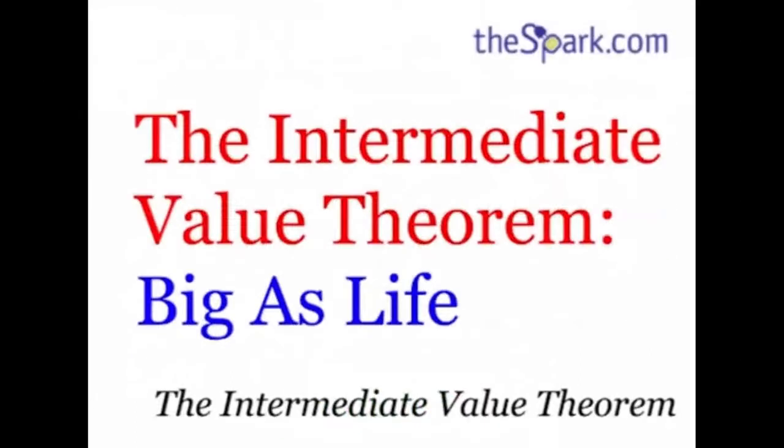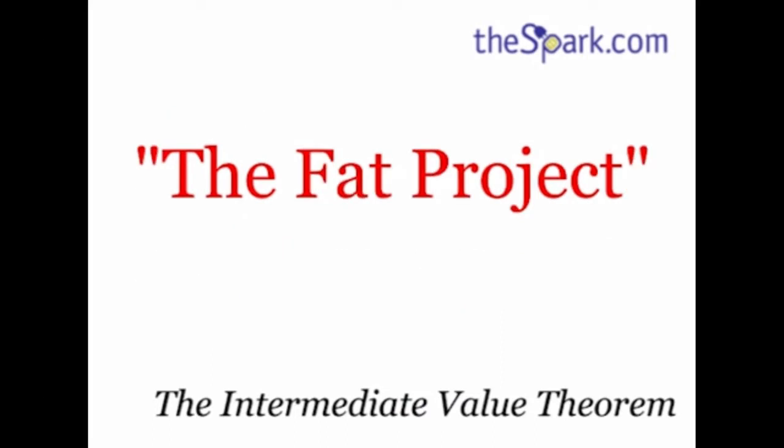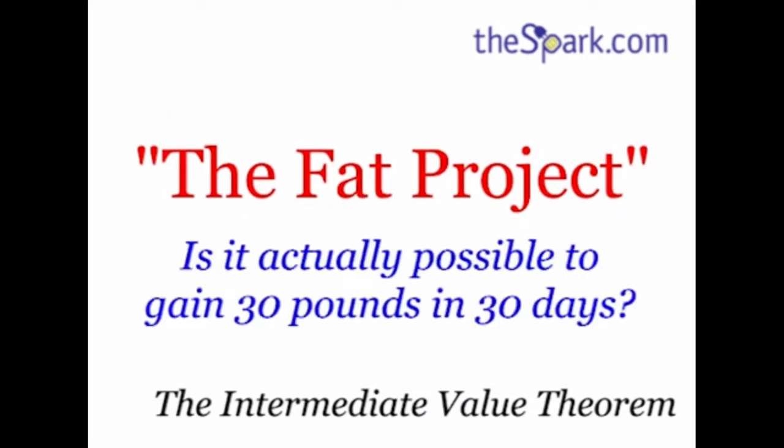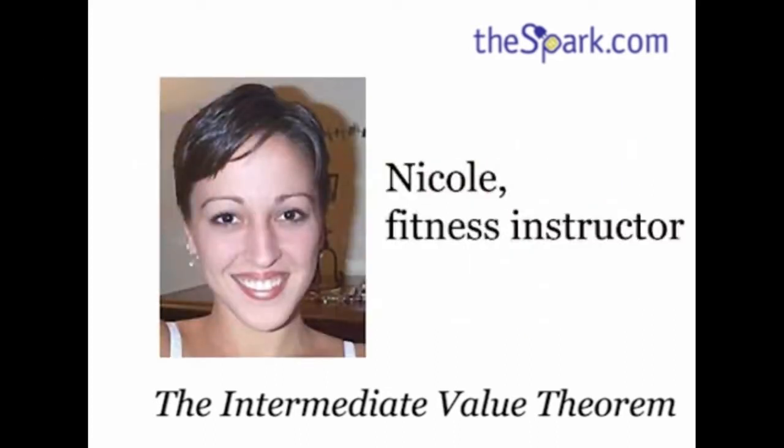As promised, here's a real-life example of the intermediate value theorem. On a website called thespark.com, they held a contest called the Fat Project. You've probably seen posters and billboards that say, lose 30 pounds in 30 days. Well, the Fat Project was an exercise to see if someone could gain 30 pounds in 30 days. They really tried hard. Here's one of the participants in that project.